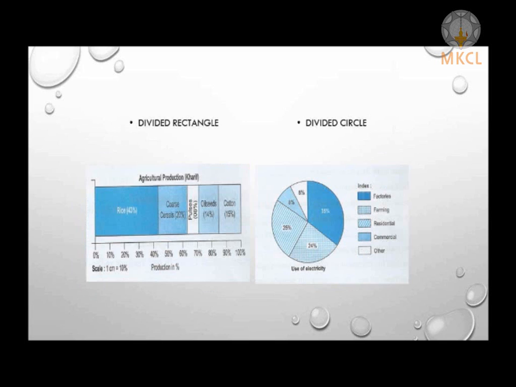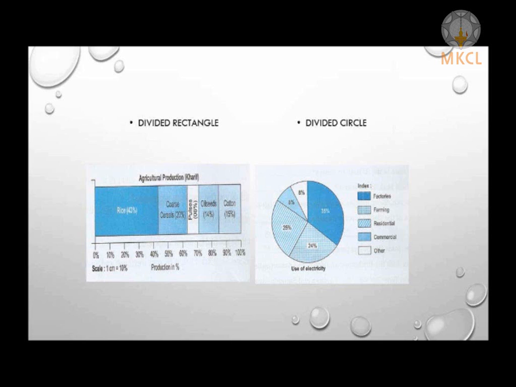Now let us go to the next type of graphs, that is the divided rectangle and the divided circle. For divided rectangle, here always the data which is given, the total should always be 100%. Here, every time you draw a divided rectangle, 1 centimeter is equal to 10%. The width of the divided rectangle remains the same. It is only the x-axis which is important and it has to be taken into consideration.